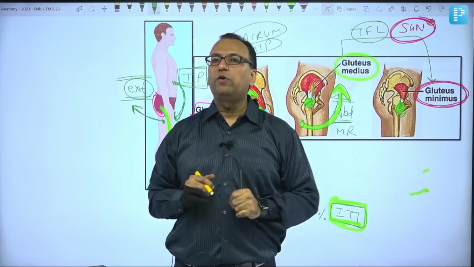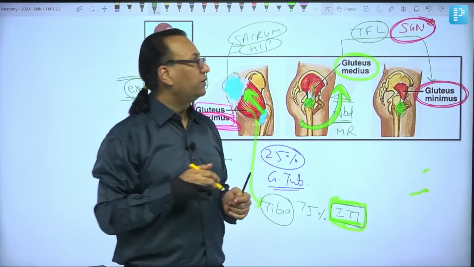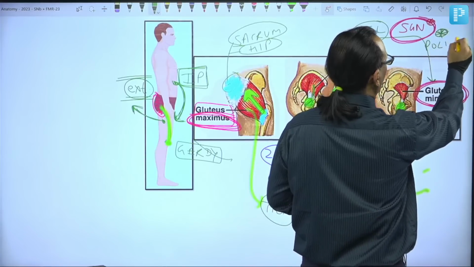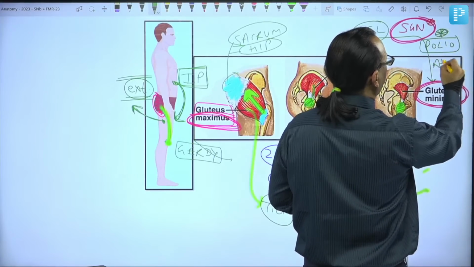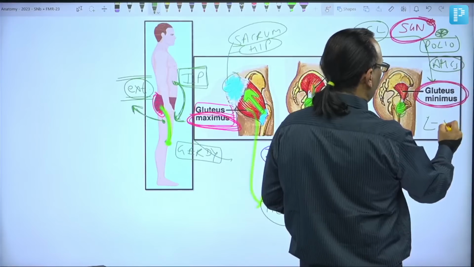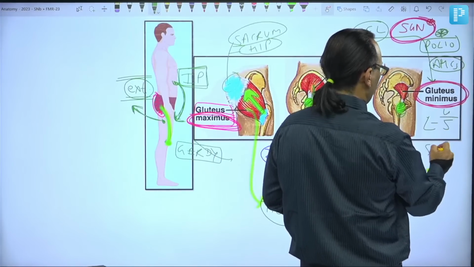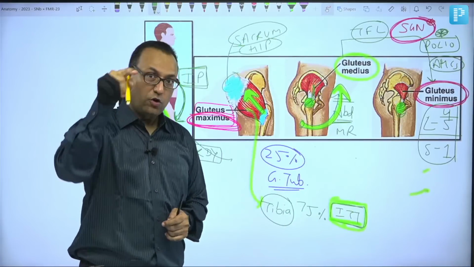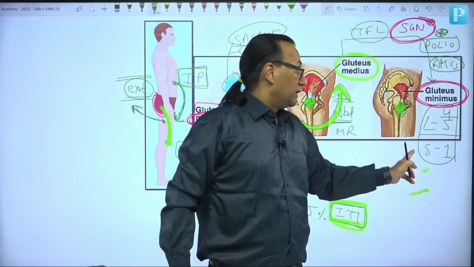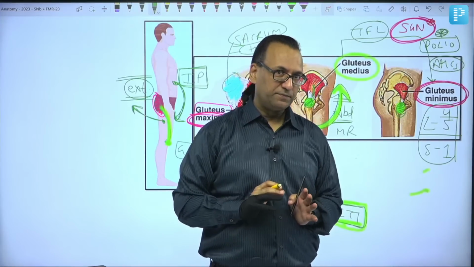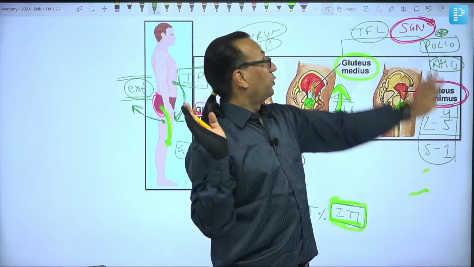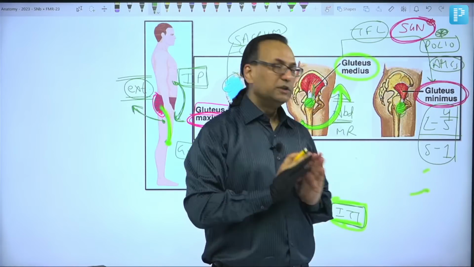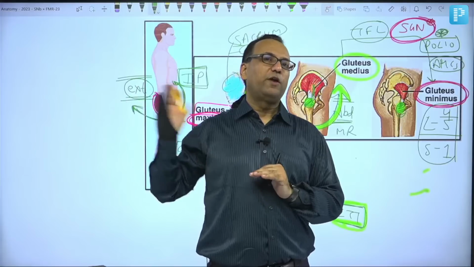What will happen if the superior gluteal nerve is damaged? Your FMGE question. Polio virus, anterior horn cell damage, L4, 5, S1 compromise. I'll repeat again. Your FMGE question: there is a polio patient, right-sided, superior gluteal nerve is not working.